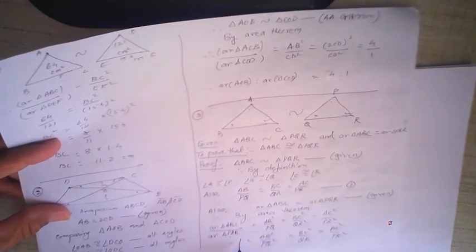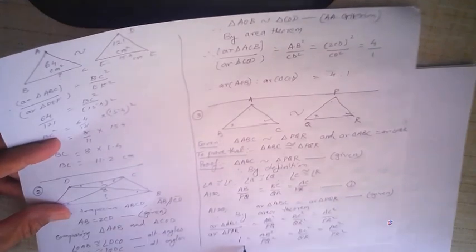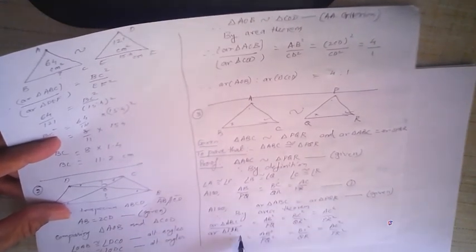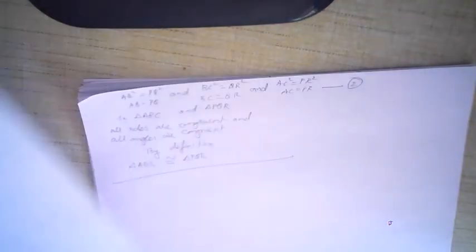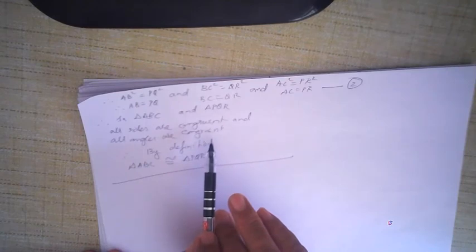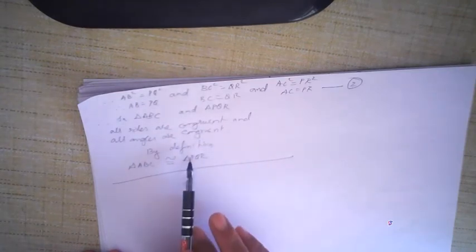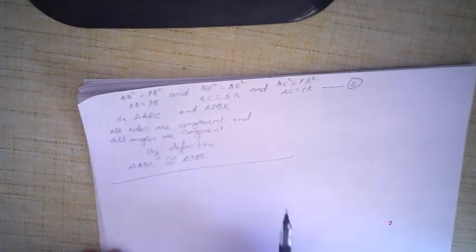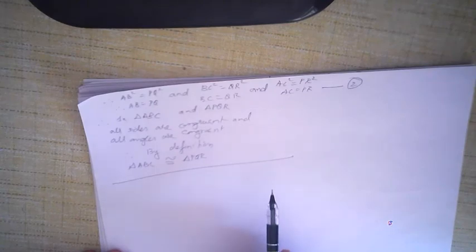BC square is equal to QR square. So BC is equal to QR. And AC square is equal to PR square. Therefore AC is equal to PR. So if you look in the triangles, all the angles are also congruent and all the sides are also congruent. Therefore, by definition of congruent figures, triangle ABC is congruent to triangle PQR.